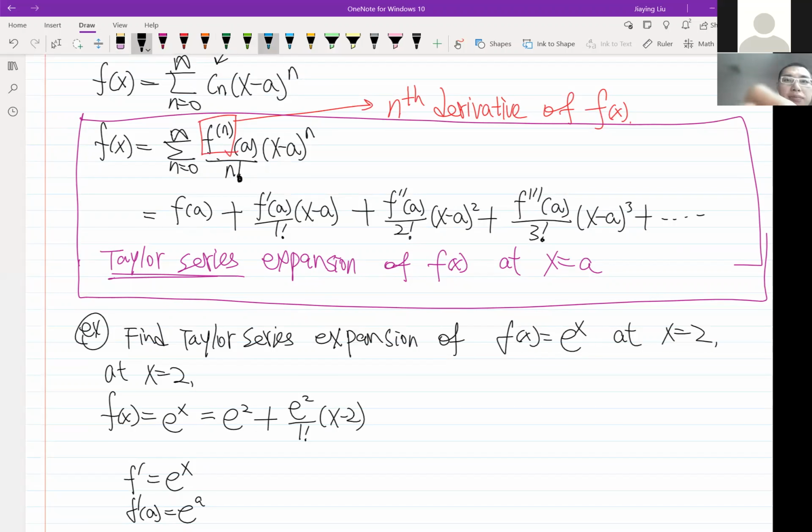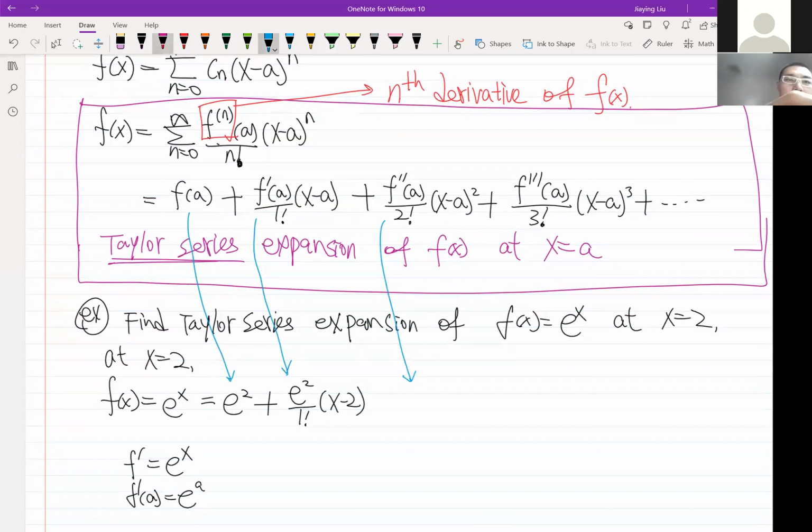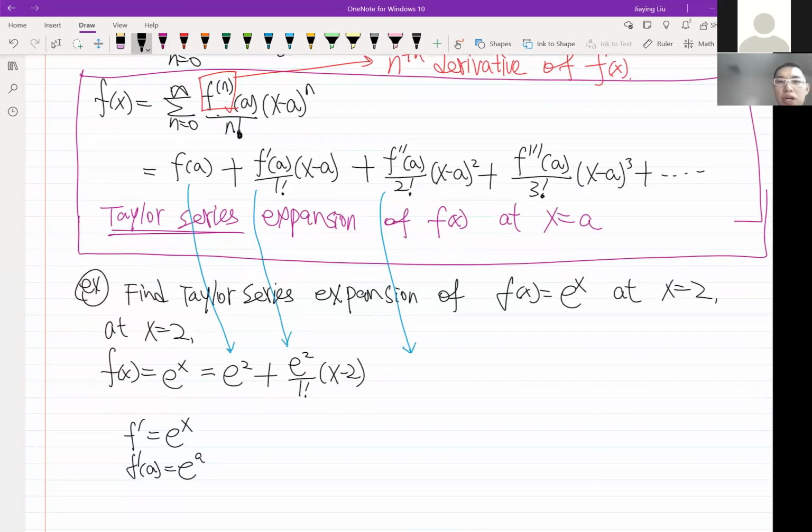I'm going to erase this in a second, but this is the second term. f of a is the first term. And what about the next term? The next term, the numerator is the second derivative with a as input. Now f prime is e to the x. What about f double prime? That's also e to the x. And if x equals a, that will be e squared again. So plus e squared divided by 2 factorial, and then x minus a squared. So that's x minus 2 squared.